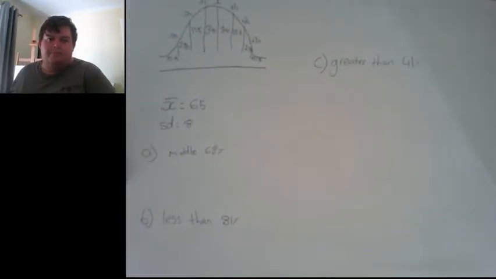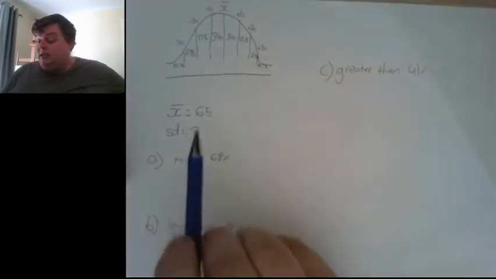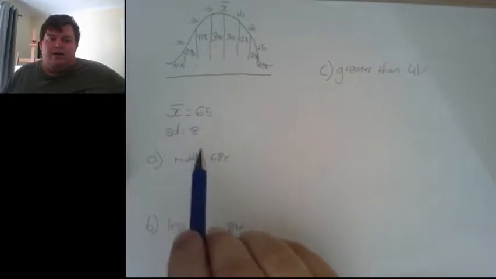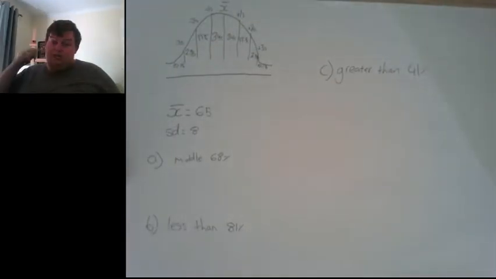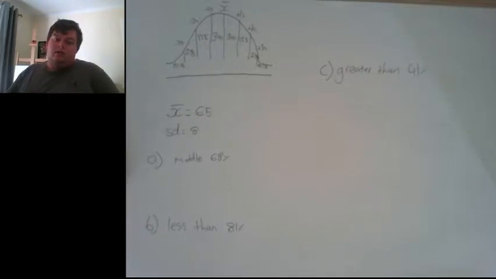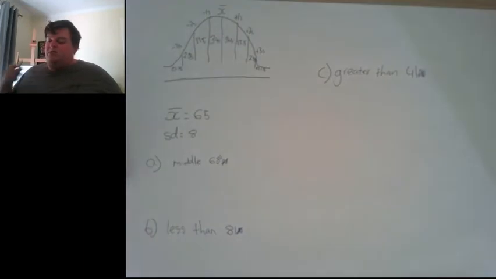Alright, so I've invented my own question. Pretend the question said something like this: the average result of a test was 65% with a standard deviation of 8%. Now I've been asked to find the middle 68% of the data. We'll say what range is the middle 68% between, what percentage is less than 81, and what percentage got less than 41. I might get rid of the percentage signs just to make it a little less confusing. Alright, so pretend it was out of 100.